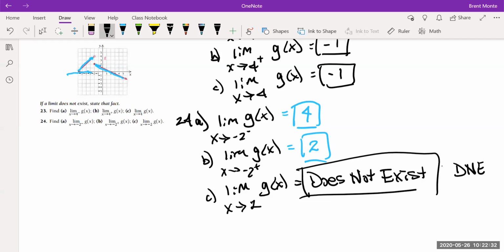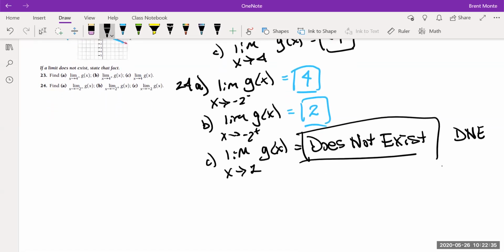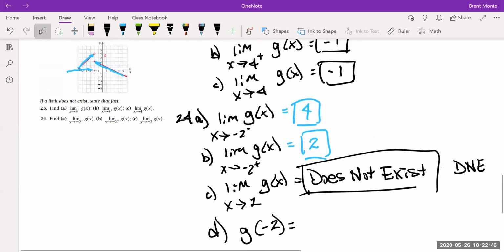Now, I want to add something to this. We'll make this up as D. If they said, what is g of -2? Oh, g of -2, that means when x is -2, what is the y value? Let's erase all these things so that we don't get confused. When x is -2, the y value is where the solid dot is. Oh, the y value is 2. So that value did exist, it was 2. It wasn't 4 because we have an open circle there.